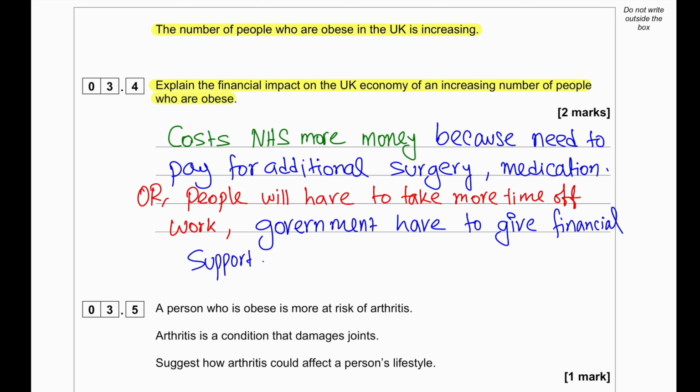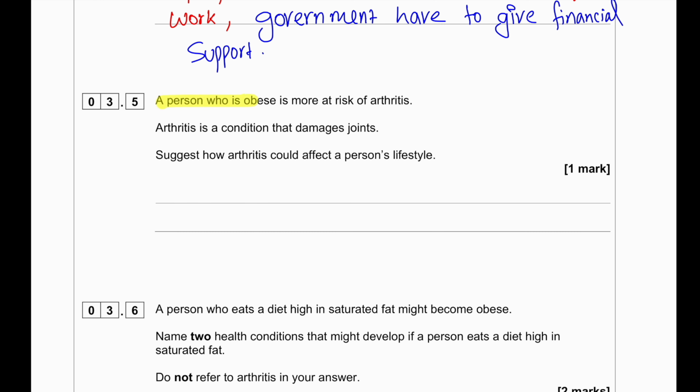So you can choose. A person who is obese is more at risk of arthritis. Arthritis is a condition that damages joints. Suggest how arthritis could affect a person's lifestyle. There can be many points for answering this particular question. The most important one is that the person will have movement issues. So this can have other leading consequences from there.